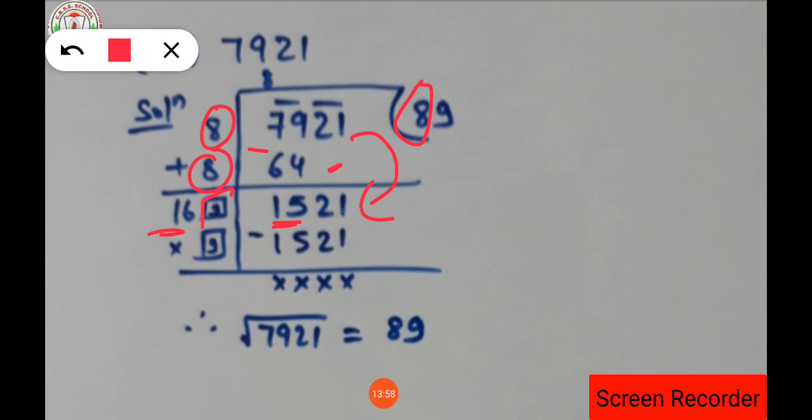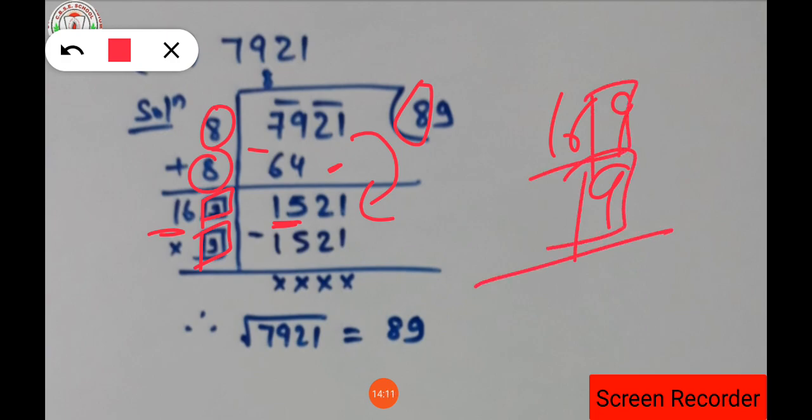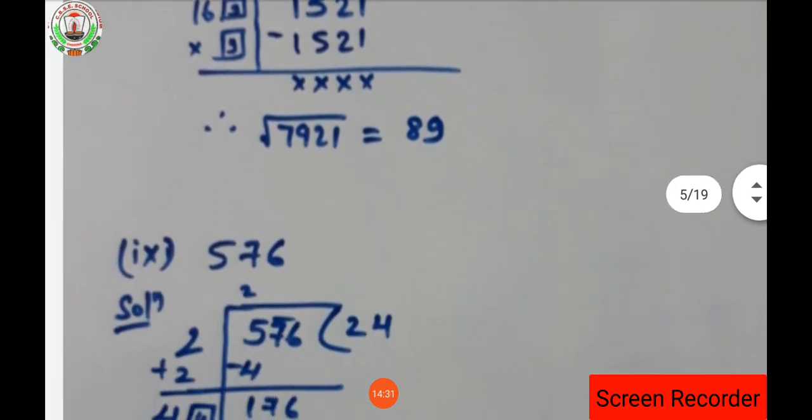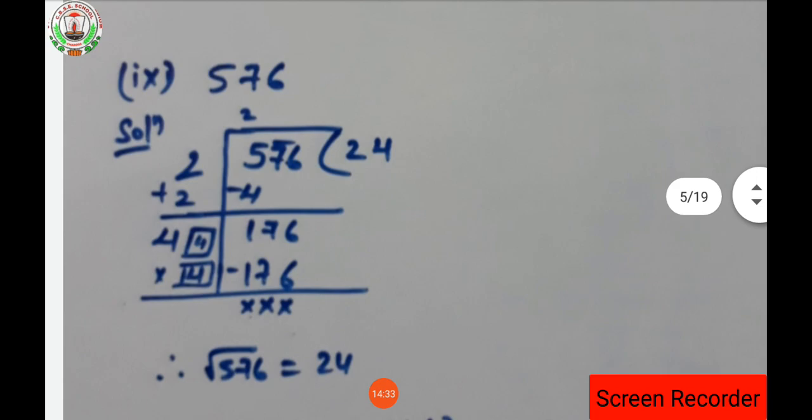Then 21 comes down together in the next step, and 8 plus 8 will be how much? 16. Now we have to think of a number so that it will be multiplied to get 1521. So that number will be 9 itself. So while multiplying with the number 9, we will get 1521. So it will be subtracted and we will get the answer 0 here. So the square root of 7921 is 89.